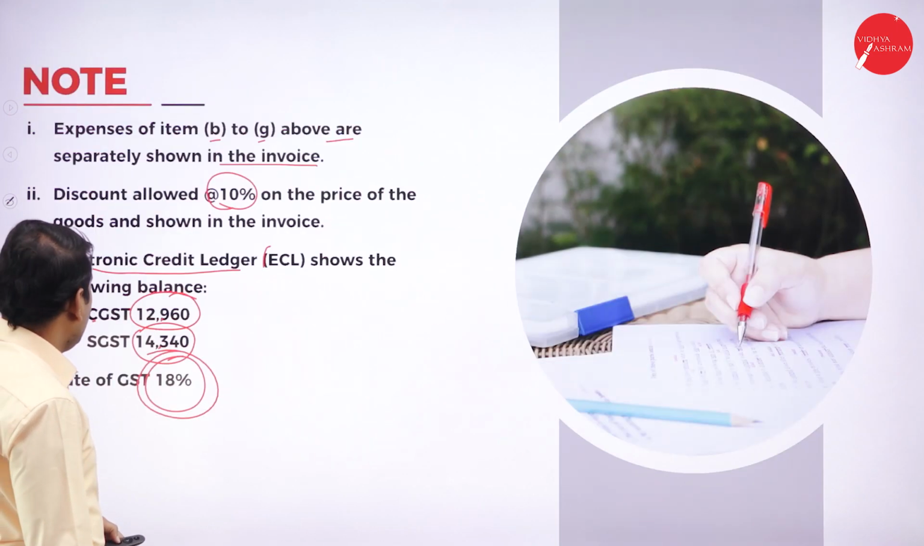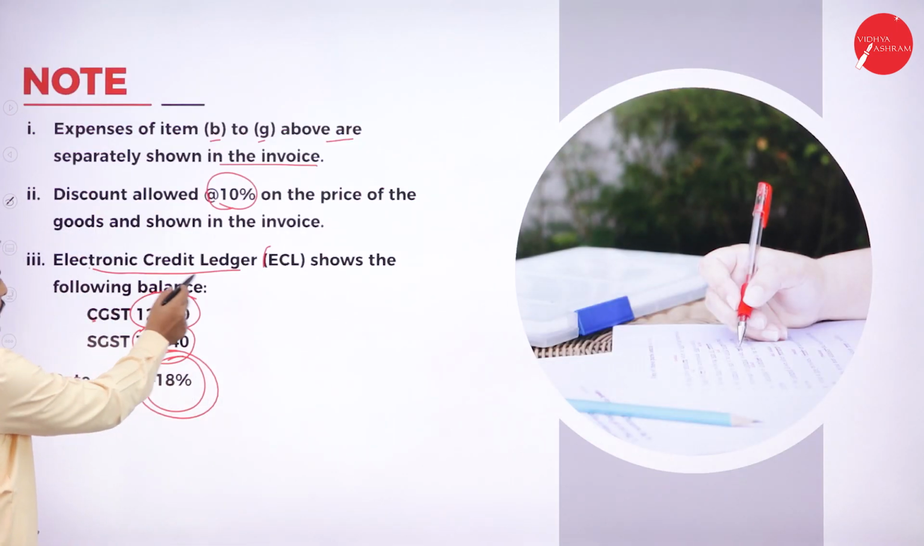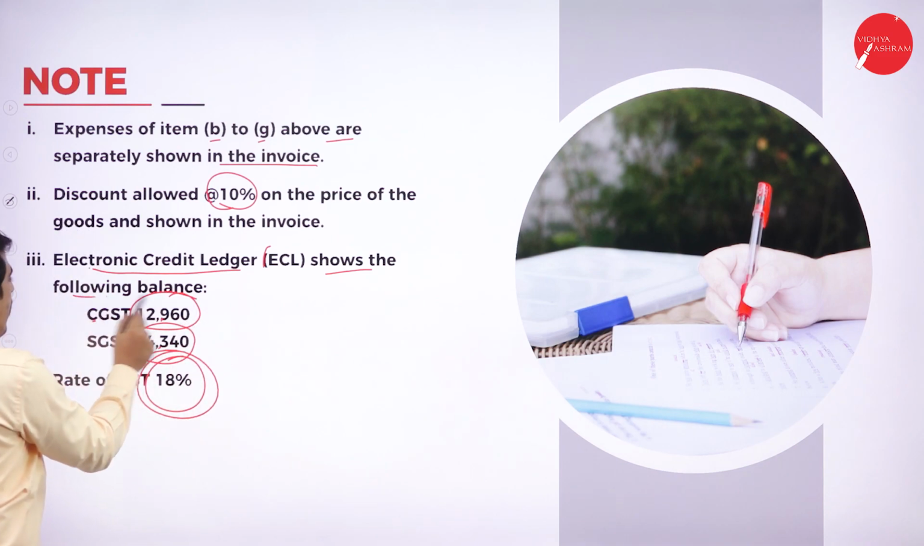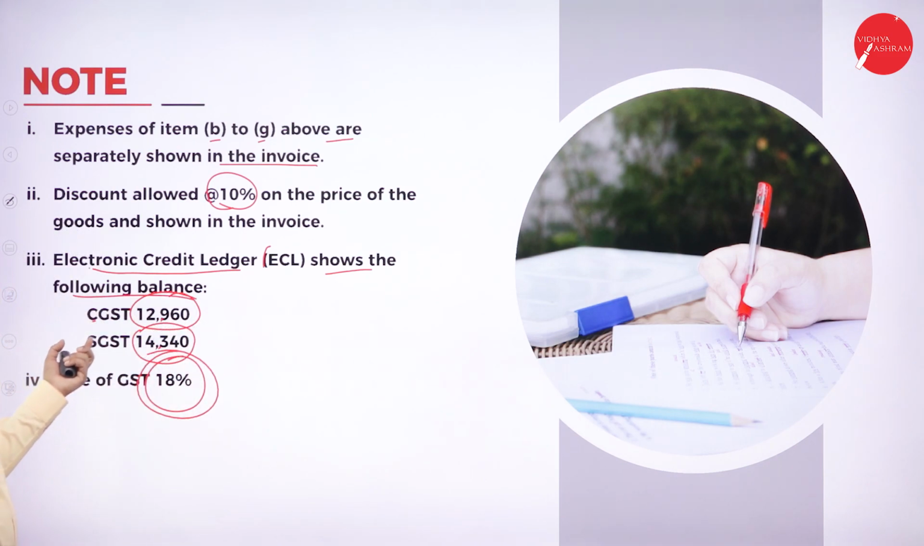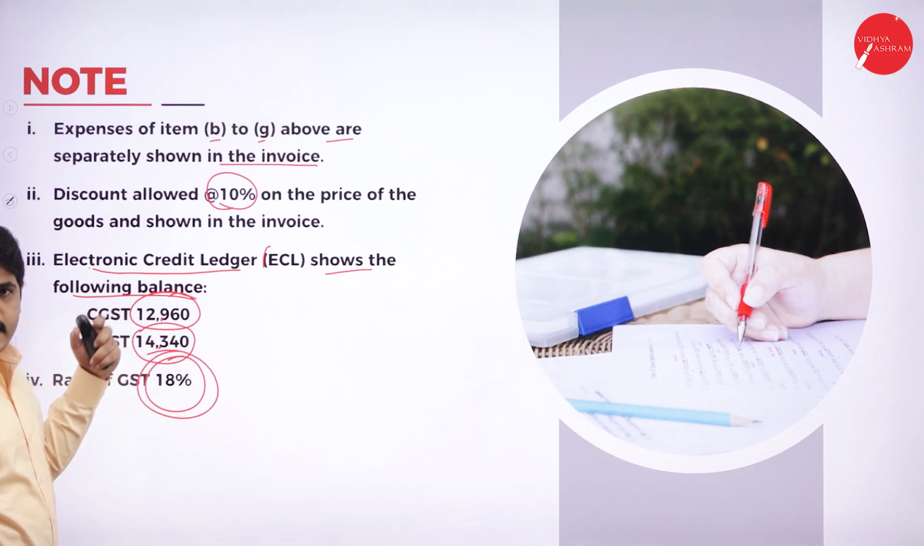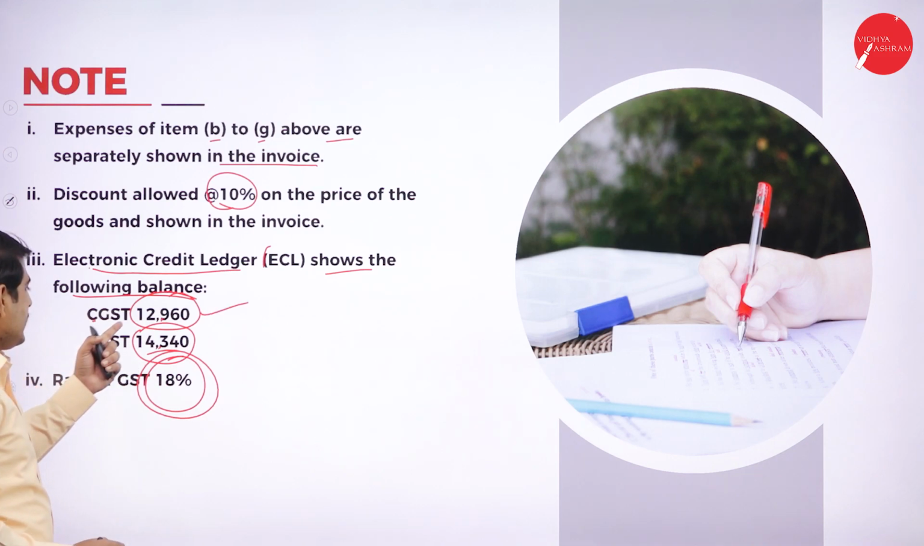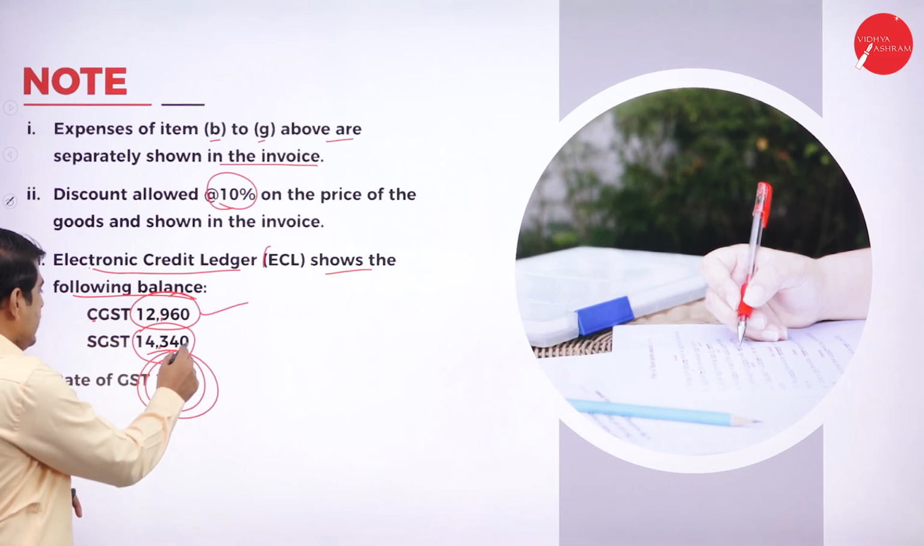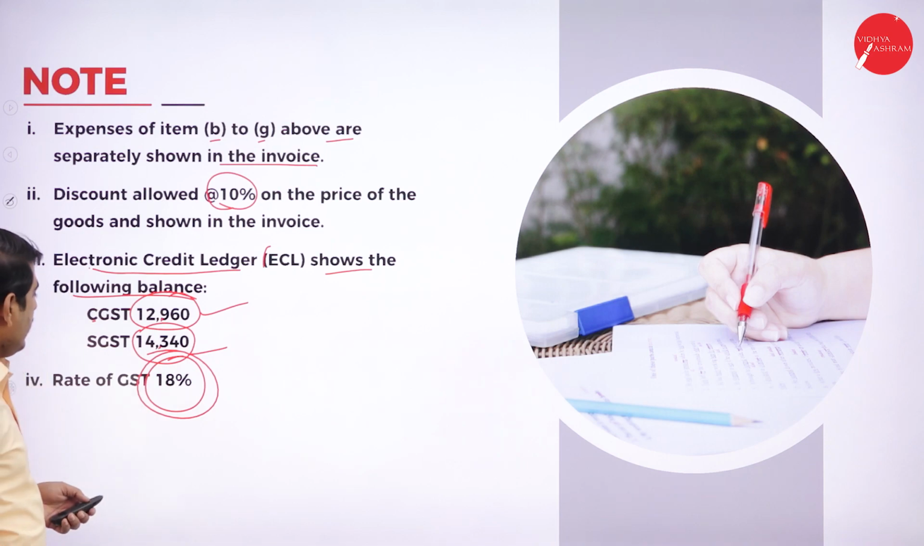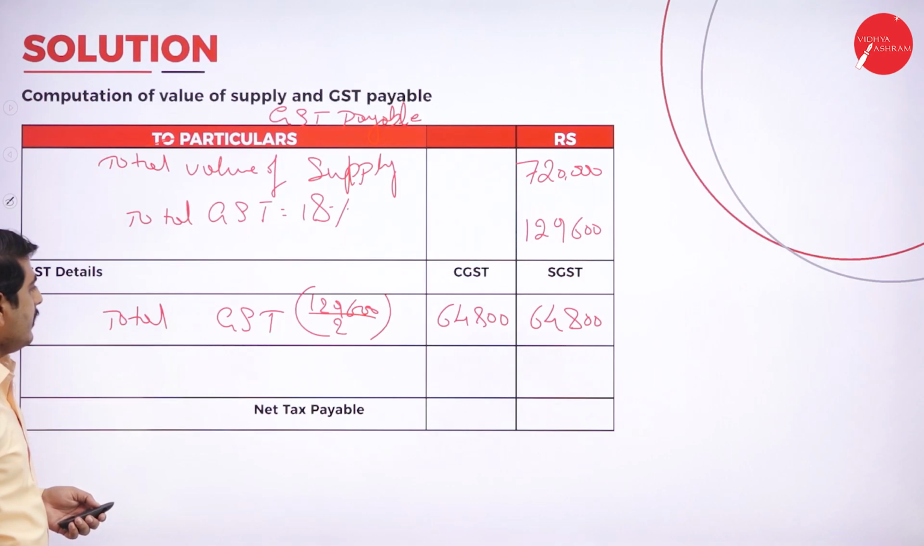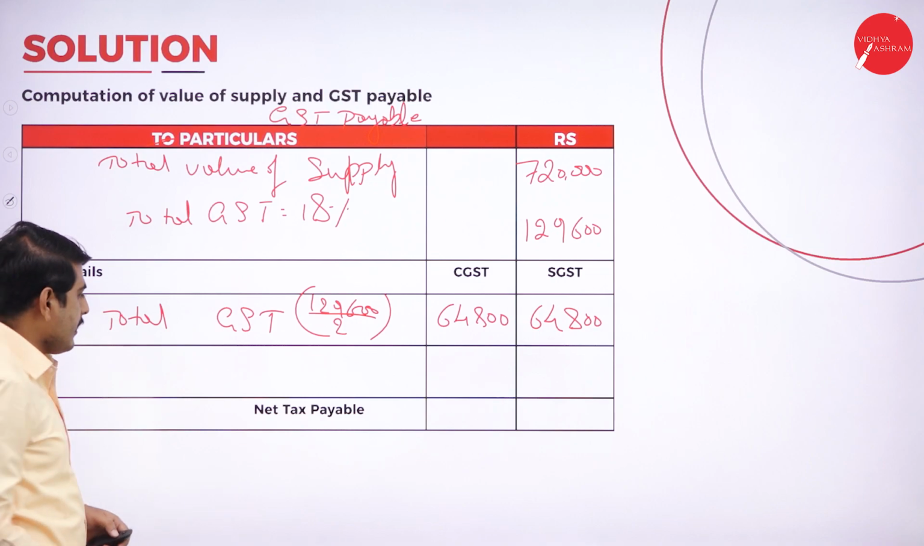Now here, look at the question. The electronic credit ledger shows the following balance. So this is the input tax credit available for the customer. CGST is 12,960, SGST is 14,340. So we can claim the credit here.